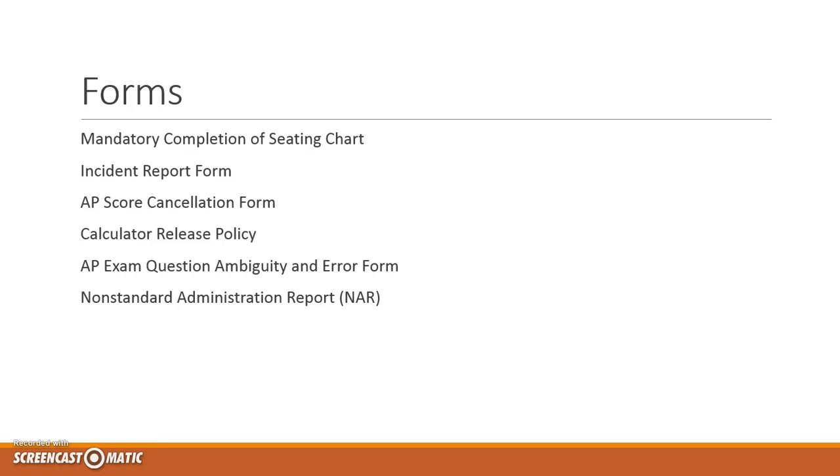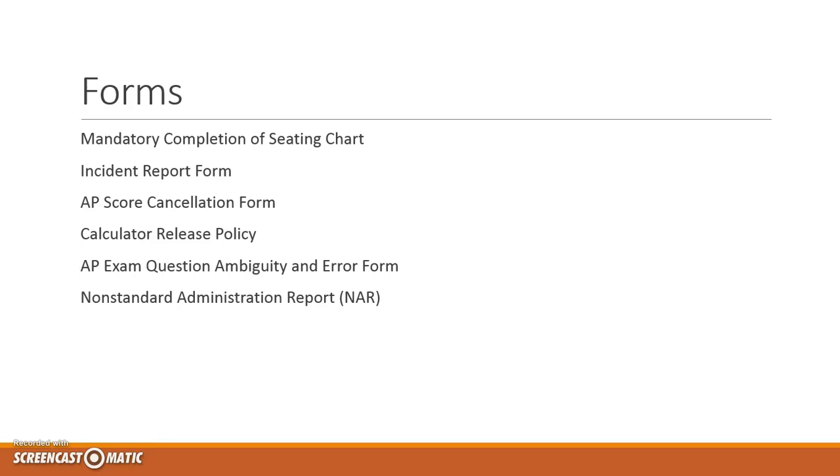In the case of a testing incident, refer to the table to complete the incident report form if it is warranted. The form is on pages 122 and 123 of the 2014-15 AP Coordinator's Manual. Review the form and follow the directions carefully. Be sure that all details of the incident are reported to me.